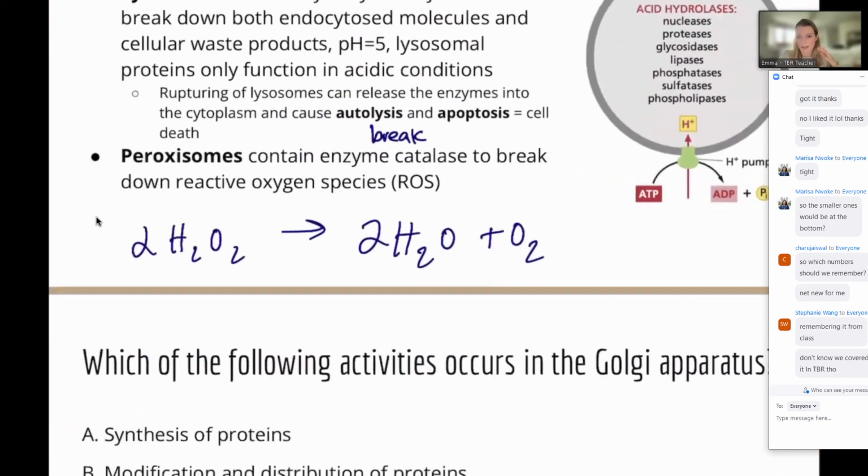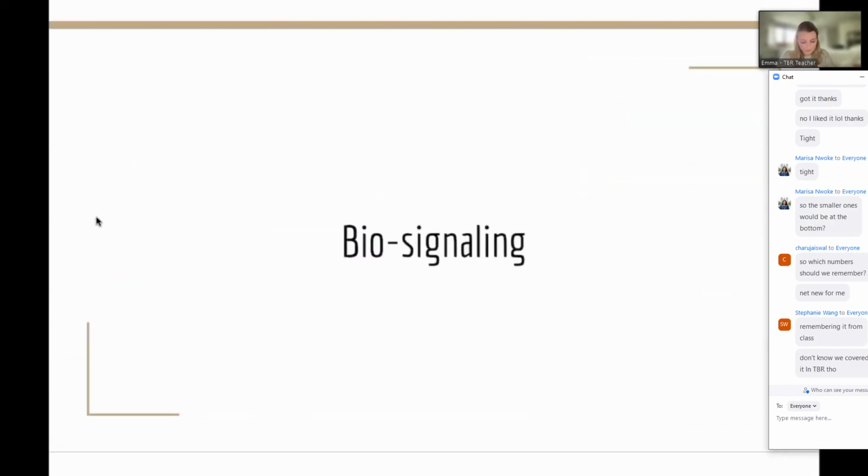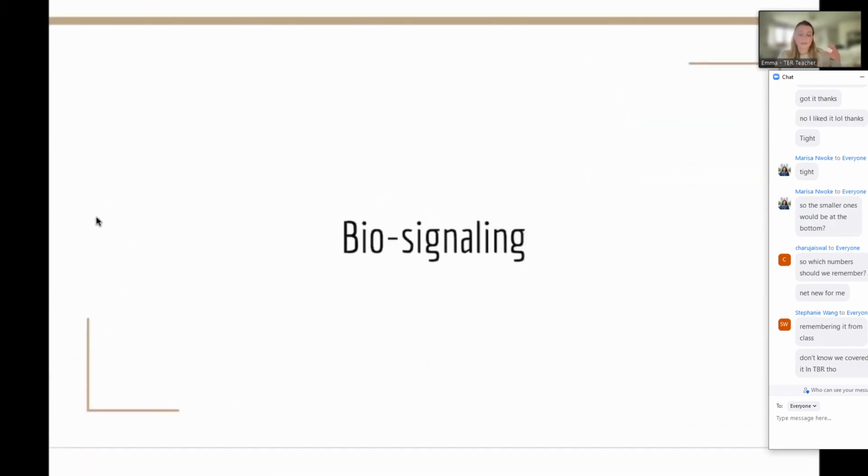So we're going to skip ahead to the next section, which is called biosignaling. We've talked about the plasma membrane, what's up on the plasma membrane. We've now talked about the different membrane-bound organelles within the cell and how they're all doing different jobs. But obviously we know that cells, at least our human cells, animal cells, are not living on their own as just one single cell, not interacting.